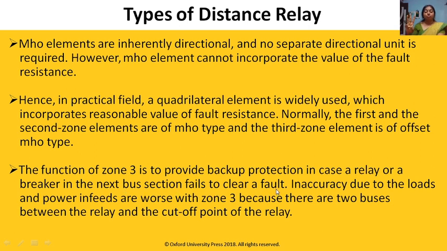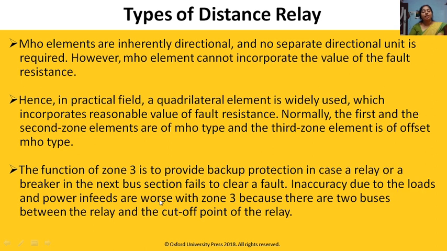We have three zones of protection: first zone, second zone, third zone. In last lecture we have seen first zone is 80%, second zone 40 to 50%, and third zone is backup protection. So in the first zone we are protecting only 80% of the line. Why are we protecting 80%? This you know, in last lecture we have covered this. Due to two concepts, underreach and overreach, we are protecting only 80% of the line. The function of zone 3 is to provide backup protection in case the relay or the breaker in the next bus section fails to clear the fault.